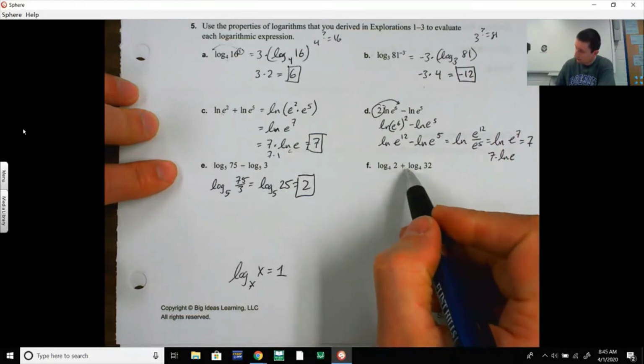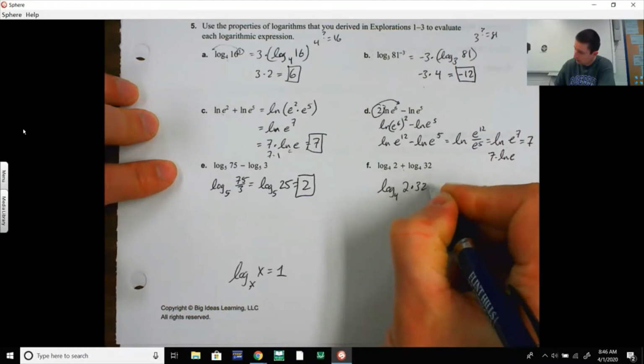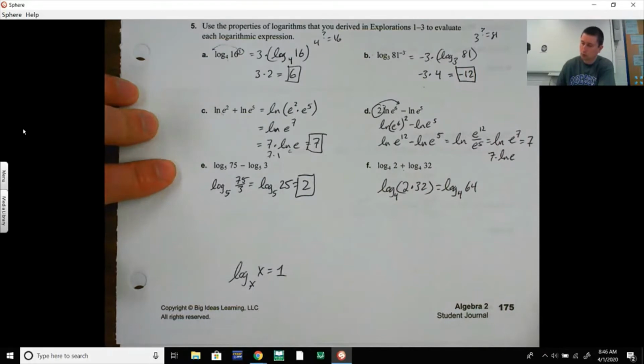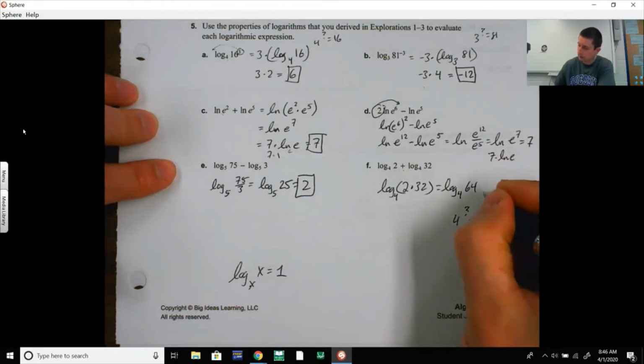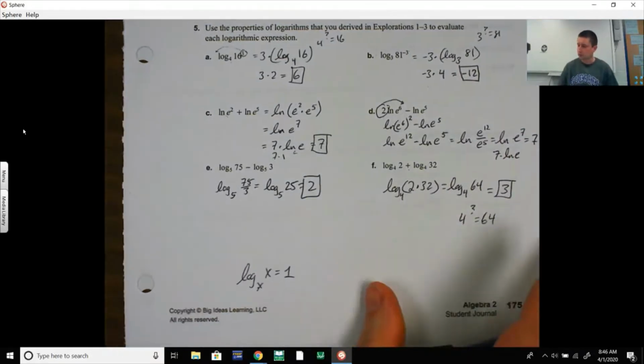And there's a plus sign, so you multiply, so log base 4 of 2 times 32. So that'd be log base 4 of 64. So 4 to what power equals 64? That answer, I believe, is 3. Okay, so that's kind of a little bit of how we're using those properties.